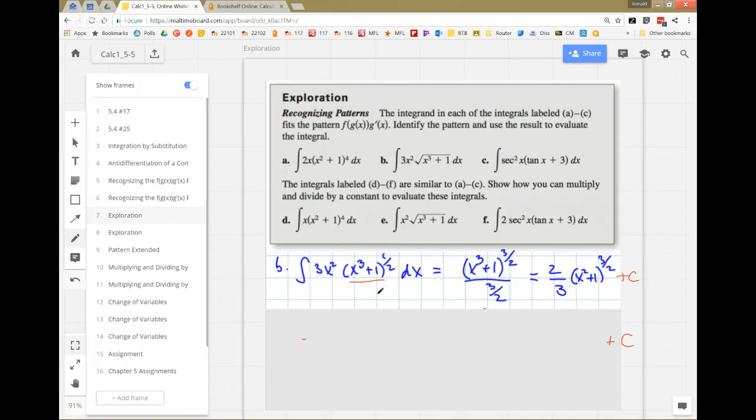All right, now when we integrate, what is x cubed plus 1 to the 1/2? Raise the power by 1. So raise 1/2 up to 3/2. Divide by 3/2, which is the same as multiplying by 2/3. And add a constant, integral is done.